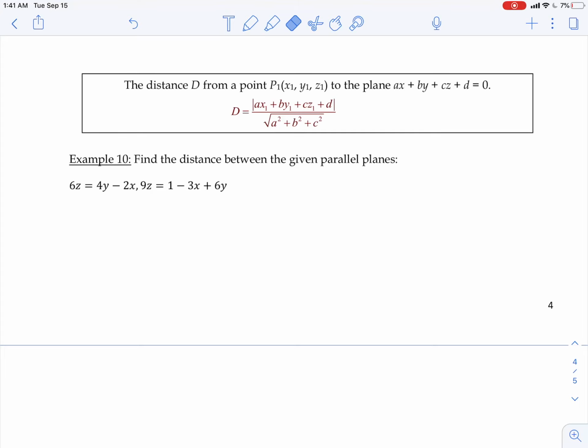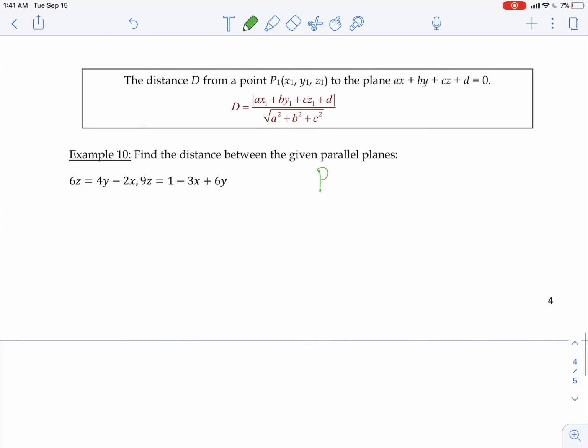And so here we have an example, finding the distance between the given parallel planes. We have two planes, and what we want to do is pick a point on one of those planes. I'm going to pick a point on the first plane, which is 6z equals 4y minus 2x. We can always find a point given a plane. All we need to do is set two variables equal to 0, because it's going to eventually cross an axis. So we're finding out where this plane crosses the z-axis when x equals 0 and y equals 0.